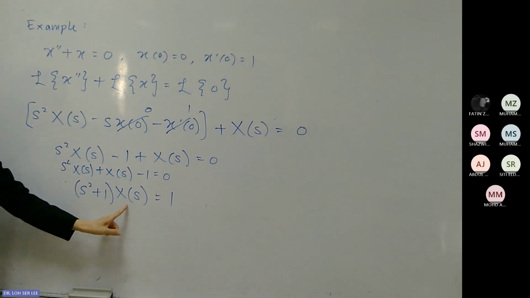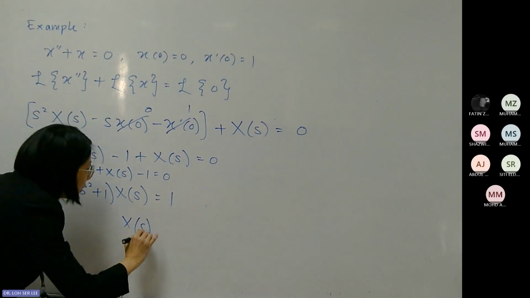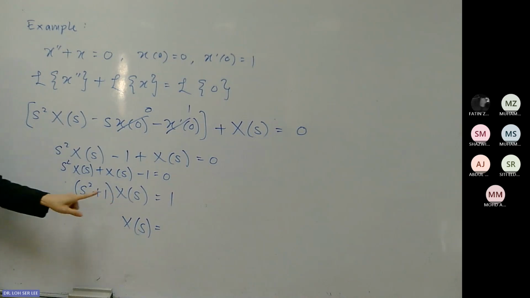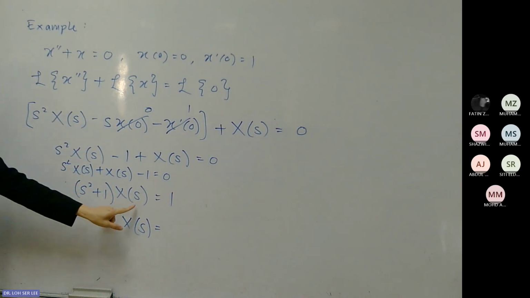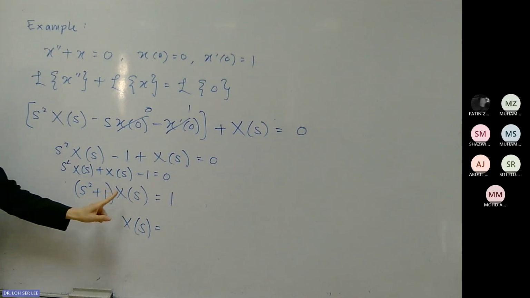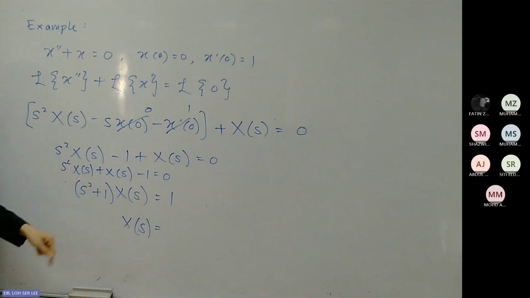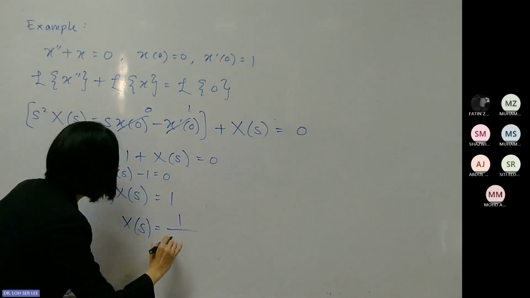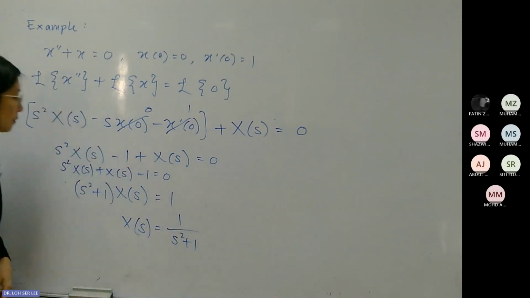Now we want only this on the left. That means this one we will move to the right. This is multiplication, this one multiplies x, so when we move it, it will be divide by s squared. Division.